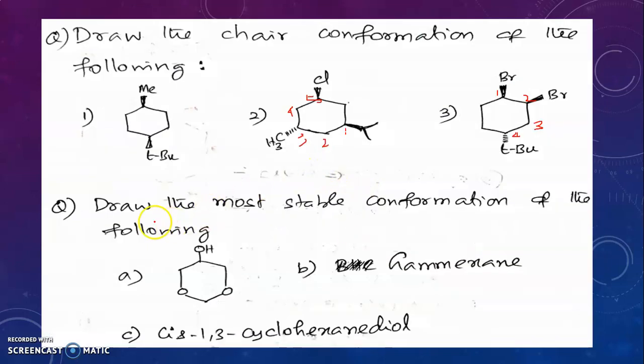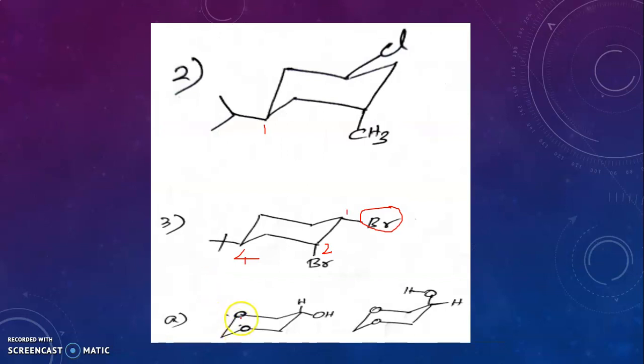Then the next question: draw the most stable conformation of the following. Now this is not a cyclohexane ring. This ring has 2 oxygen atoms and 1 OH group. So we can write this structure in chair form. I'll take the OH-attached carbon as number 1. If I go this way, this is the 3 position. If I go the other way, this is another 3 position, and we have 2 oxygen atoms.